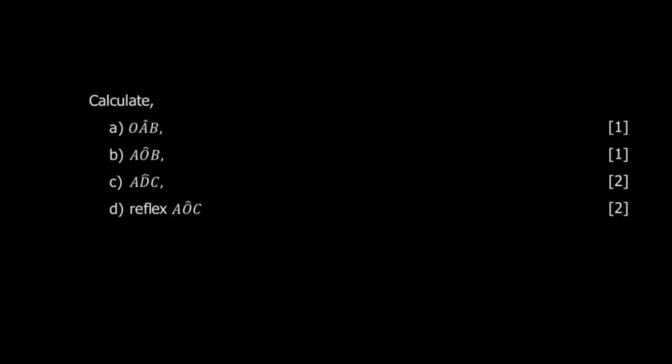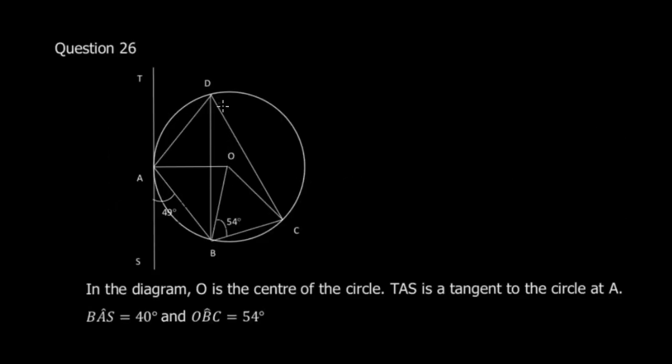So we are asked to find, I'm just going to write them down somewhere so that we can work on only one page, OAB, AOB, ADC, and finally reflex AOC. Okay, so that's a buzzword there, reflex. Take note of it. Okay, so we're going to move quickly to the diagram. So the first part that we have to find is OAB. Where is OAB? So OAB, this angle here.